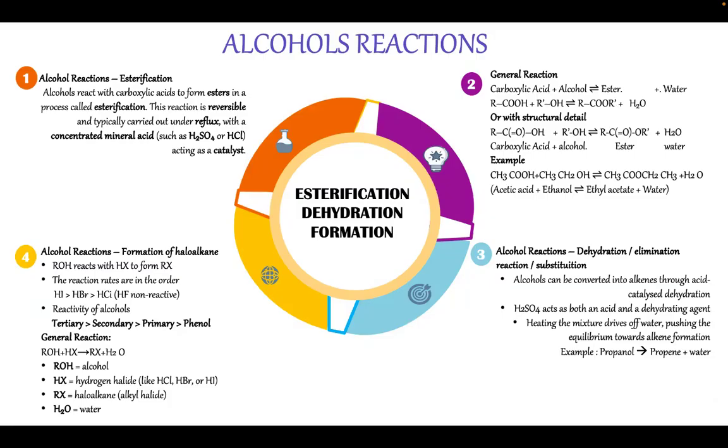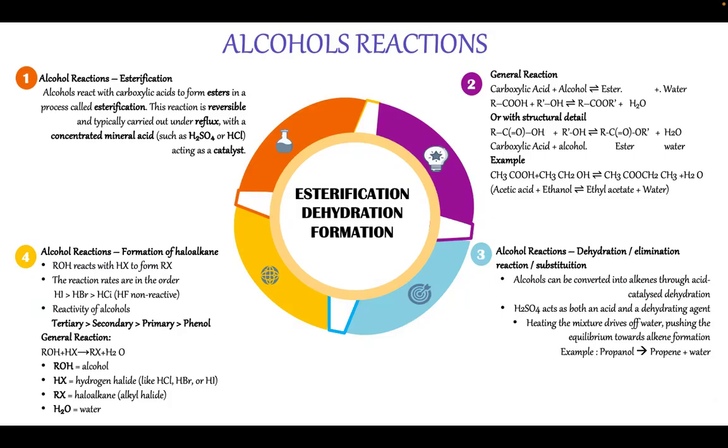And then we have dehydration, where alcohol can be converted into alkene through acid-catalyzed dehydration, and H2SO4 acts as both an acid and dehydrating agent, which when heating the mixture drives off water, pushing the equilibrium towards alkene formation. So for example, from propanol, it becomes propene and water, or the other way around, propene and water produce propanol.